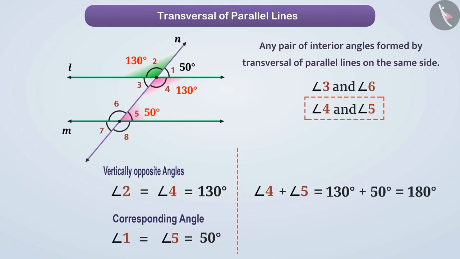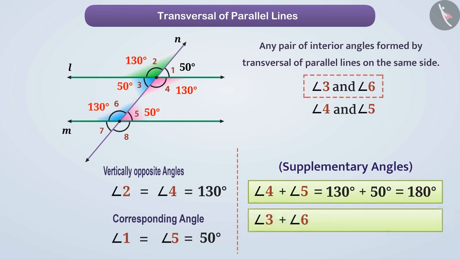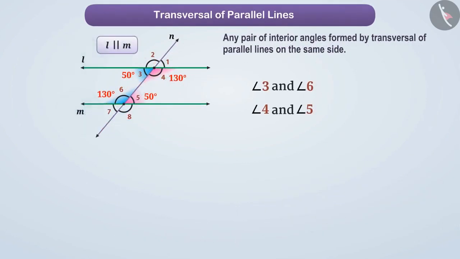Is the total measurement. Can you tell, if the sum of two angles is 180 degrees, then what are we calling them? Exactly. We call these supplementary angles. Similarly, here you can see that angle 3 and angle 6 are also supplementary because here angle 3 plus angle 6 is equal to 180 degrees. This shows us that if two parallel lines are cut by a transversal, then each pair of interior angles on the same side of the transversal are supplementary.